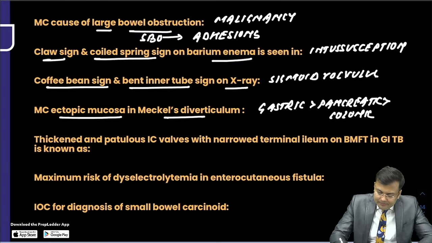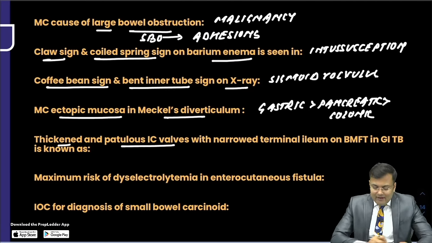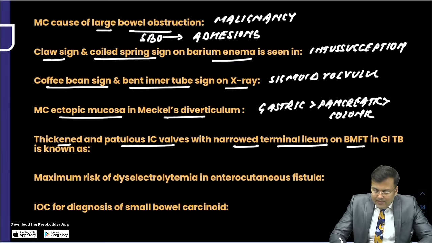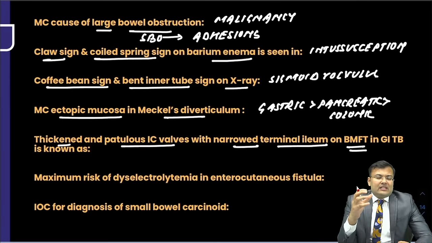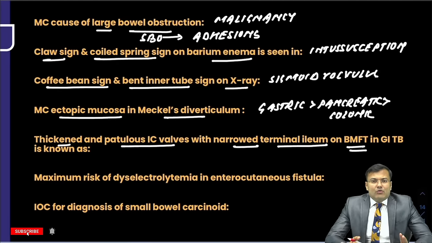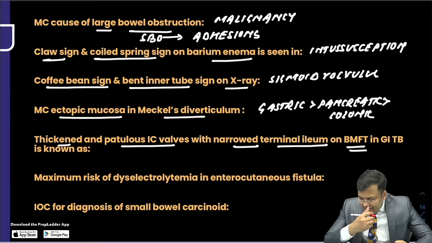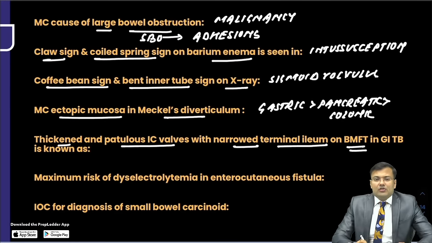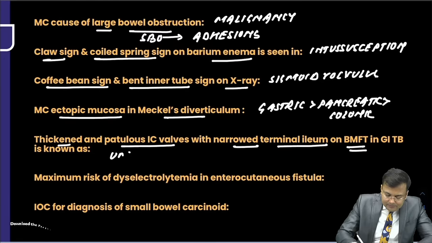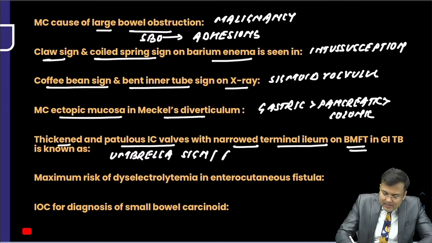Latest question of NEET PG. Thickened and patulous ileocecal valve with narrowed terminal ileum on barium follow through in gastrointestinal tuberculosis. Let me see who is the genius who is going to reply. It is not string sign, not goose neck, not Stierlin sign. Sachin Kumar is the first person to reply correctly. It is umbrella sign, also known as Fleischner sign.